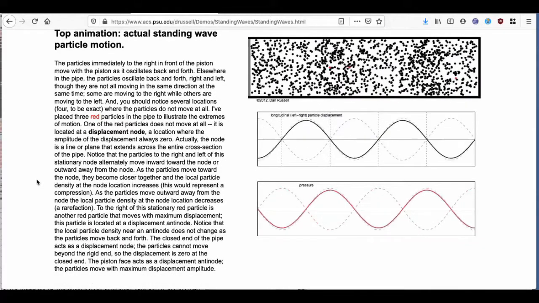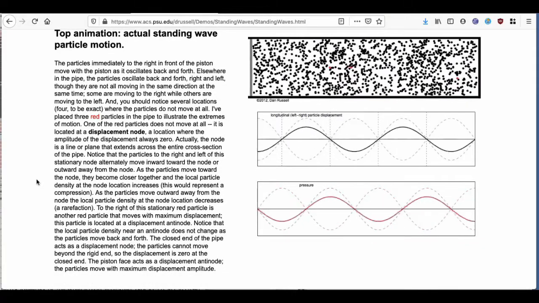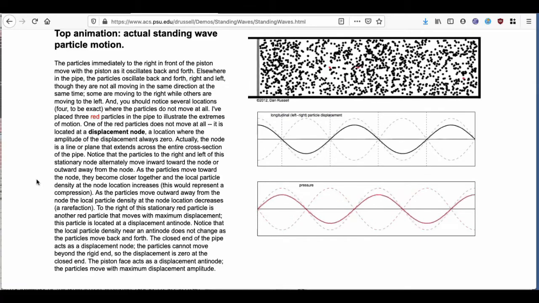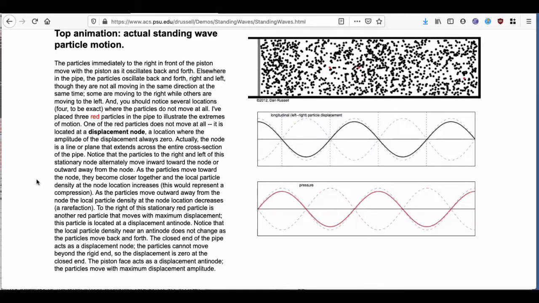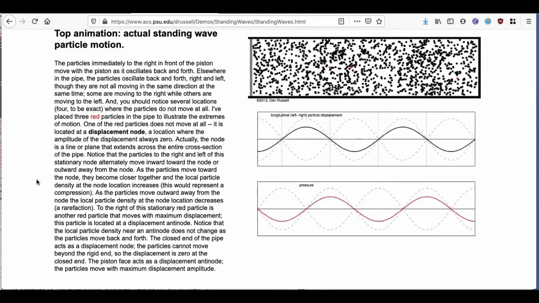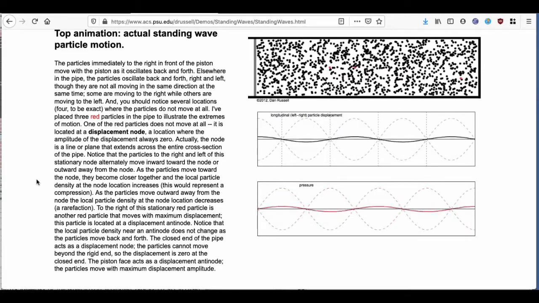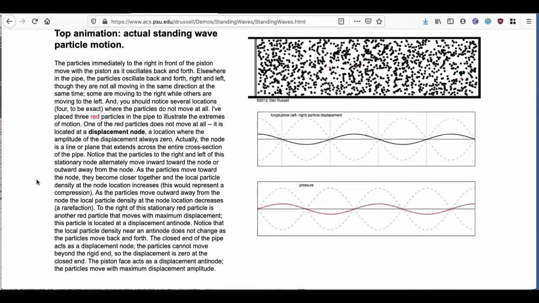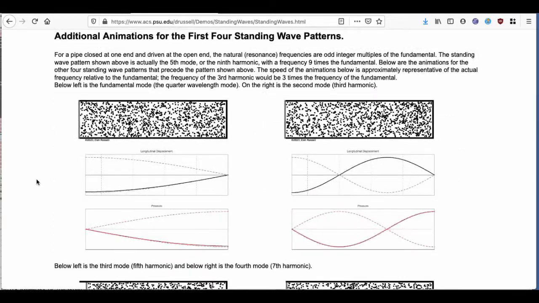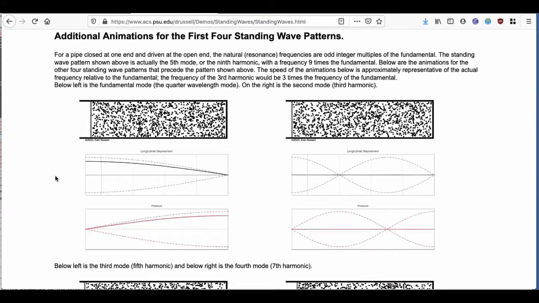So here you see a piston moving back and forth on the left-hand side, and this is a pipe which is basically open on one side and closed on the other. You can see that there's a velocity or displacement node on the right side because it's a closed right end. There's a pressure antinode corresponding to that velocity node, and then on the left side where the piston is, there's a pressure node but a velocity antinode.